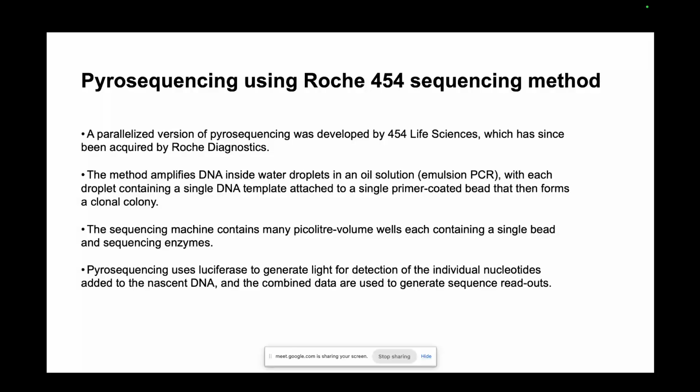Inside that whole well, there are the rest of the sequencing enzymes: there will be polymerases, and other enzymes which include luciferase, and phosphatase and kinase enzymes as well. Generally, pyrosequencing uses luciferase to generate the light for the detection of individual nucleotides. Once you add an individual nucleotide, you get a signal, and according to that signal you can determine which nucleotide has been added to the nascent DNA, and the combined data is used to generate the readouts, which are the reads for the sequencing experiment, right?